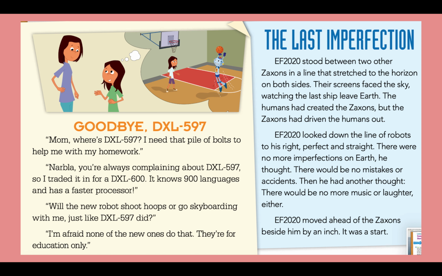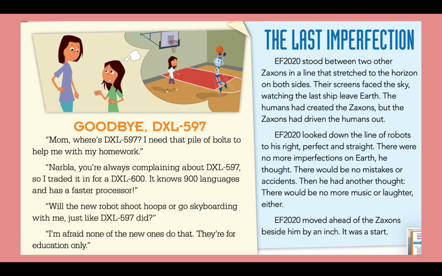They're for education only. Okay, so that story was mostly about a girl who feels as though she's a little disappointed that she got a brand new robot. She looks like she enjoyed shooting hoops and going skyboarding with her robot, but her new one obviously doesn't do that. So let's now read The Last Imperfection.